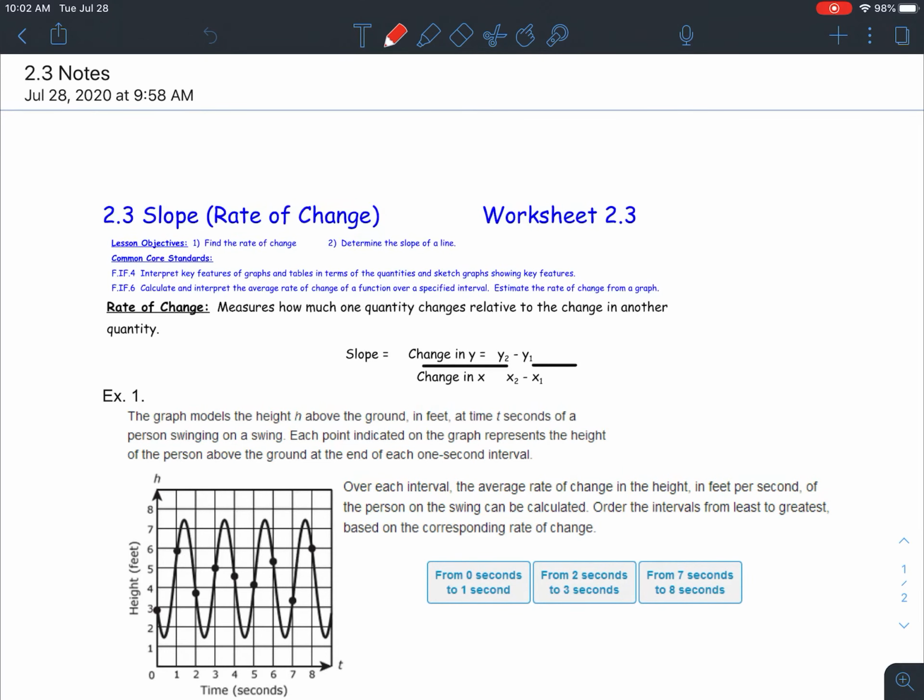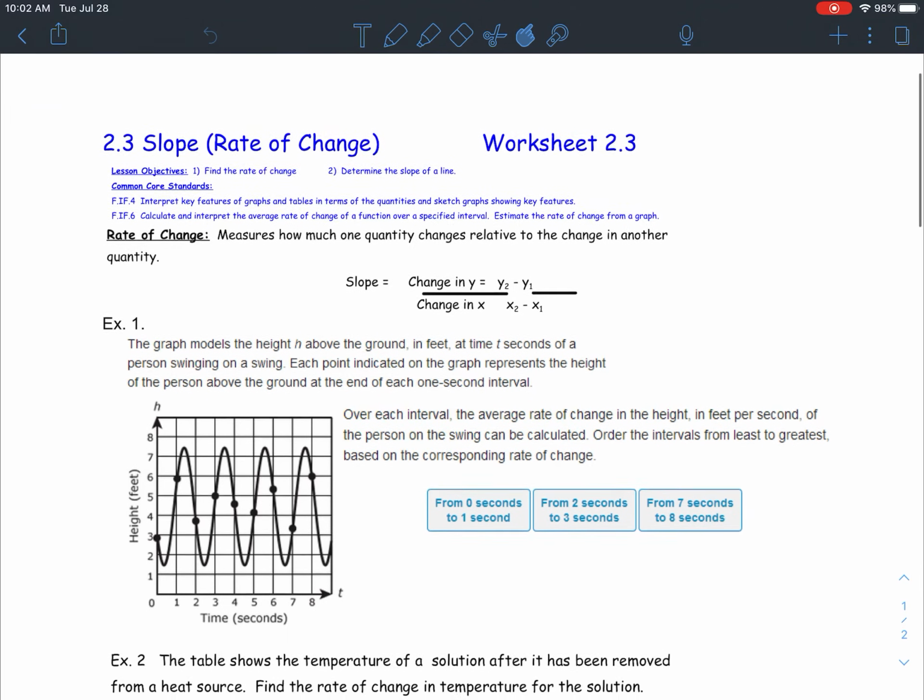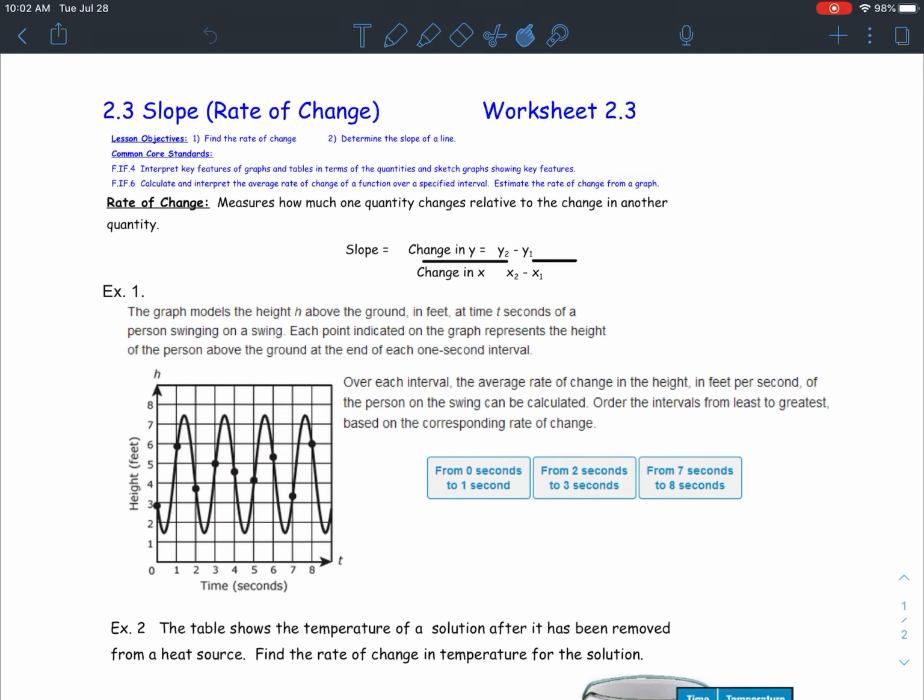All right, 2.3, discussing slope and rate of change today. Again, this should be a concept that is familiar to you and that you have heard before in Algebra 1. So we should be able to move through this relatively quickly here. I'm just going to adjust these lines a little bit because they're off a tad here.